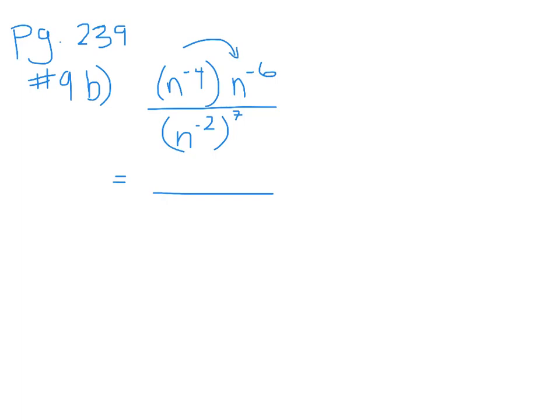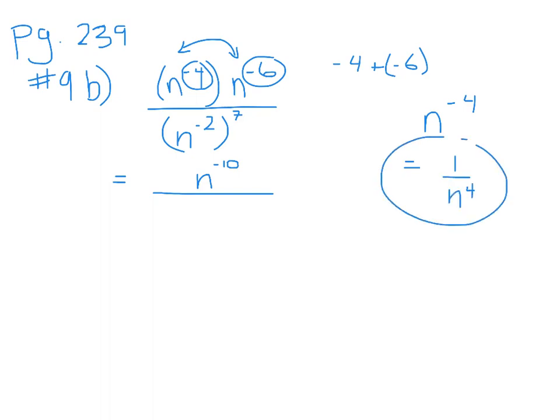Remember, when you're multiplying two bases that are the same, you keep the base the same and you add the exponents. -4 plus -6 is actually -10. Notice that I did not change this n to the -4. I didn't change that negative exponent to 1, so I didn't take this and change it to 1 over n to the +4. I understand that that's what it's equal to, but I'm not going to do that in this situation.